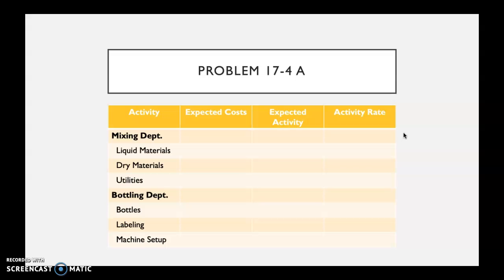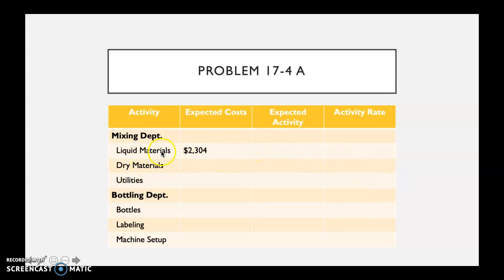So I made this table here. On the far left-hand column, you can see all the different activities. Within the mixing department, there are liquid materials, dry materials, and utilities. And within the bottling department, there are bottling, labeling, and machine setup. Then I have additional columns for expected costs, expected activity, and activity rates. So let's start filling this in using the information that we have.